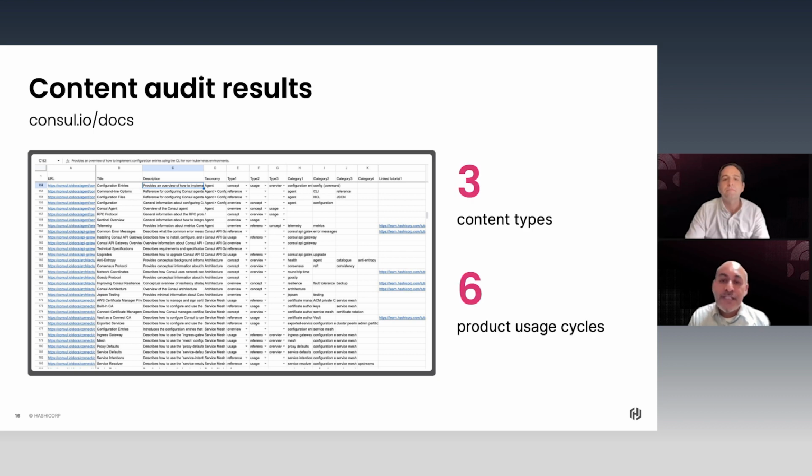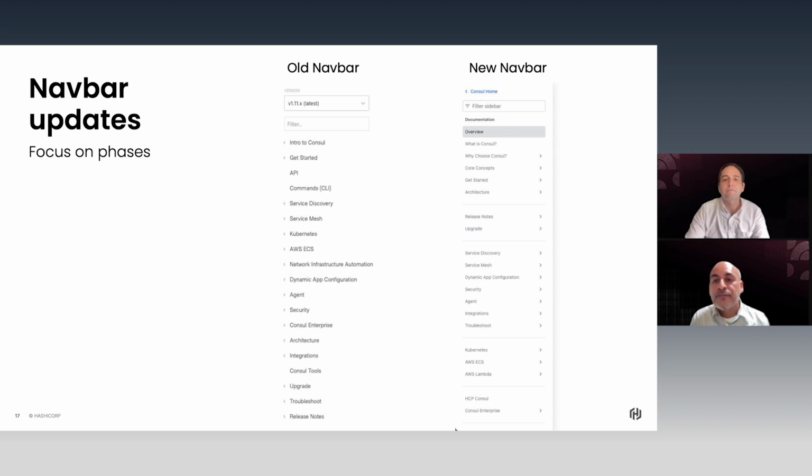We came to two major decisions. The first was that our content consisted of three general types: concepts and explanations, usage docs, and reference material. Second, our usage docs split into 6 general phases that cover the various product usage cycles. Afterwards, we have what you see here on the screen, a restyled navigation bar that taxonomizes content based on the content type and content topic.